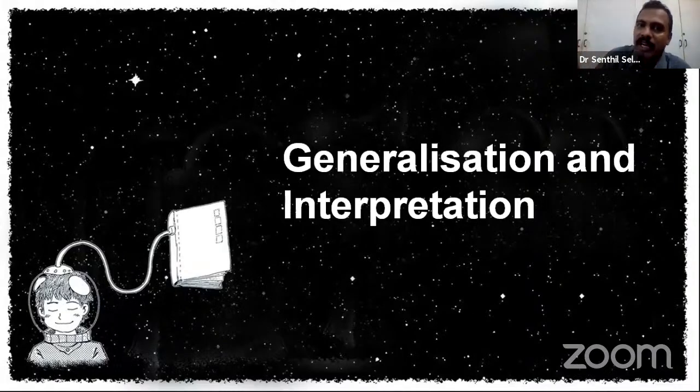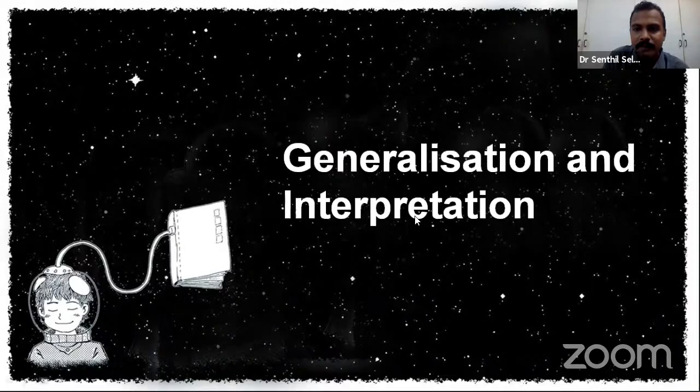In generalization, you are going to say that not only for these 30 patients, but for all the patients who are having OA knee, it is going to work out. So you are going to generalize the result, not only for the 30 patients, but it is going to work out for the other patients with similar OA knee. So it is called generalization. After interpretation, you have to generalize the report.